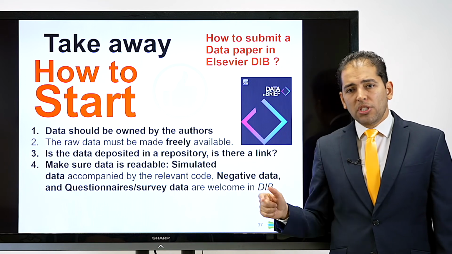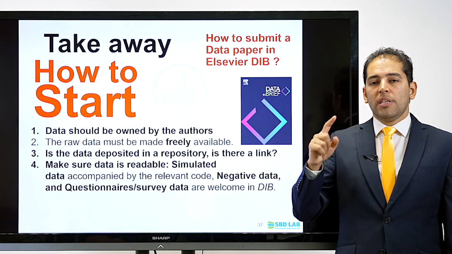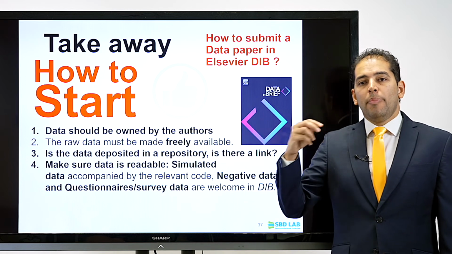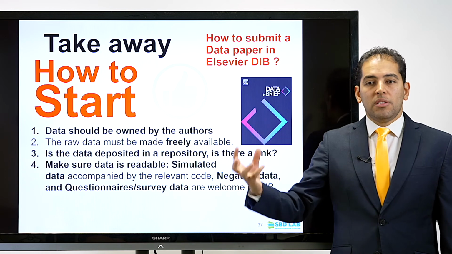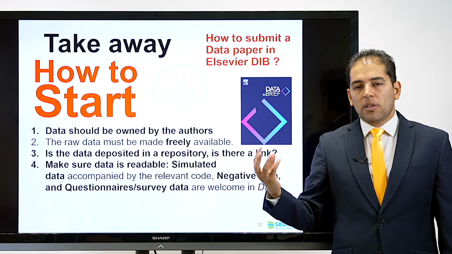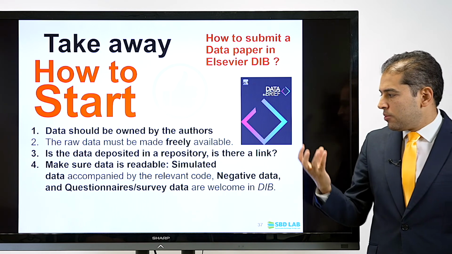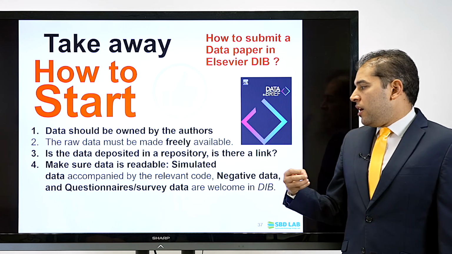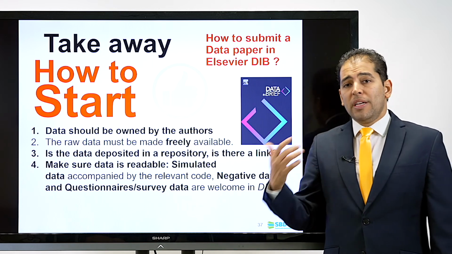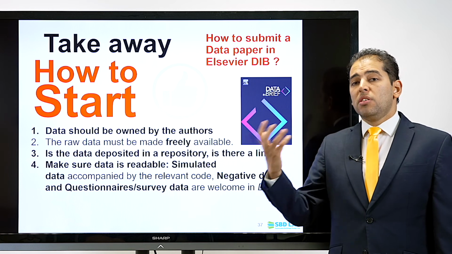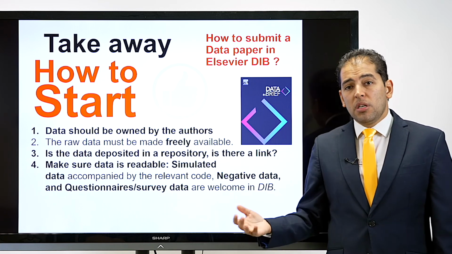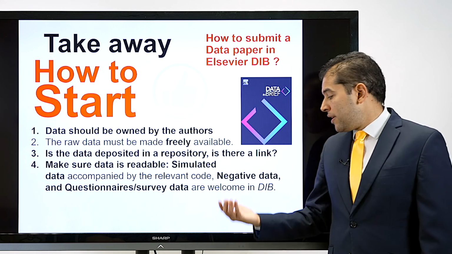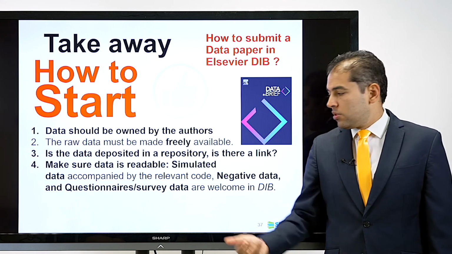Don't go run simulations or create future weather data based on interpolations and then tell people that this is data. This is synthetic data. Make sure that you have as much raw data as possible, unless you have a very strong justification to use this synthetic data. Negative data, even if you have a negative result, can be published. Questionnaires and surveys must be published. Don't hesitate, put the survey.